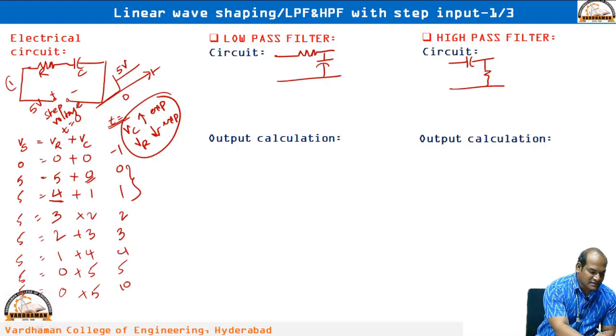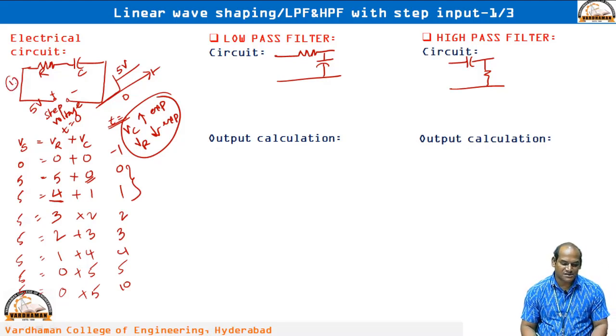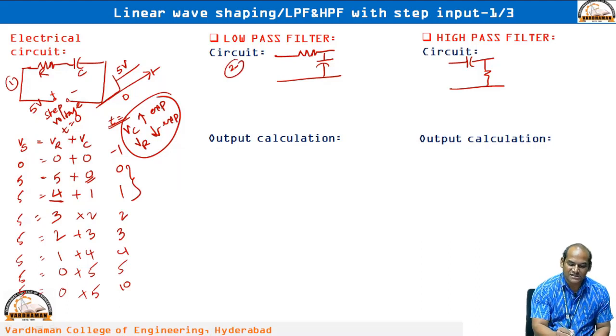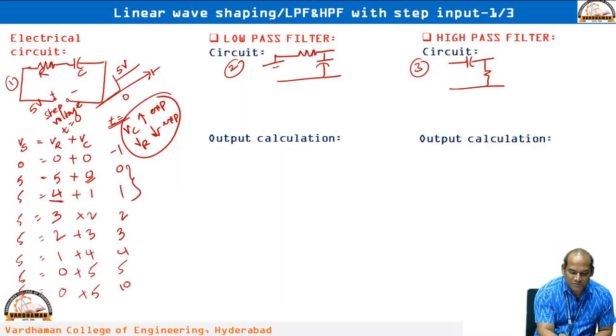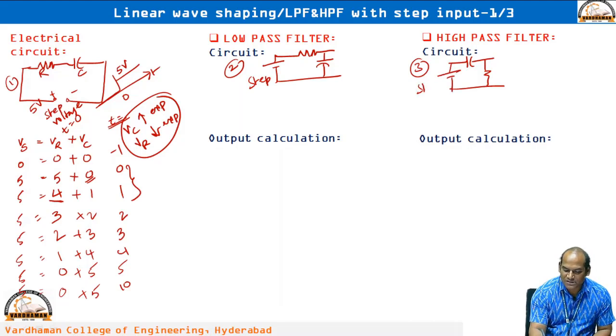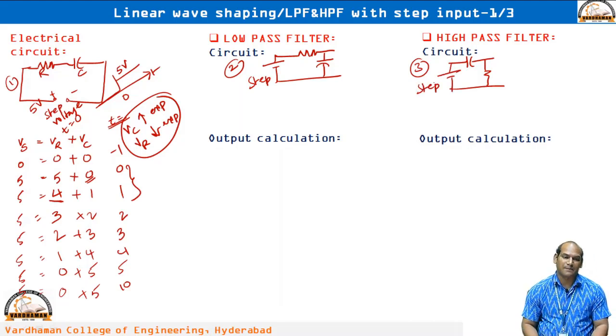One is series connection of resistor and capacitor. Second one is also series connection of resistor and capacitor. Third one is also series connection of resistor and capacitor, but the orientation of the elements is different. Orientations are different in 3 different circuits, but the content is same. For this circuit, if you apply the same step input, for this circuit also if you apply the same step input, same thing is happening.